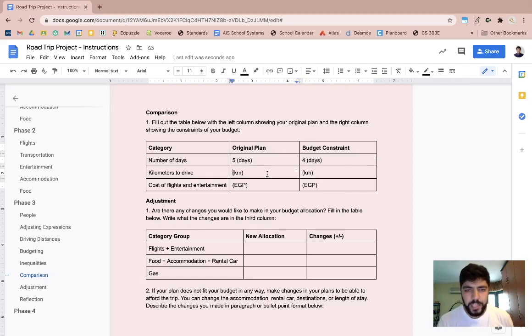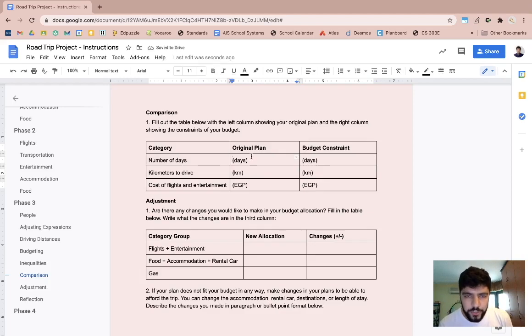Let's say my original plan was to drive like 4,000 kilometers, but my budget actually allows me to drive 6,000. So maybe I put too much money in gas, right? And so I can move some money around to make it fit. So let me delete those.